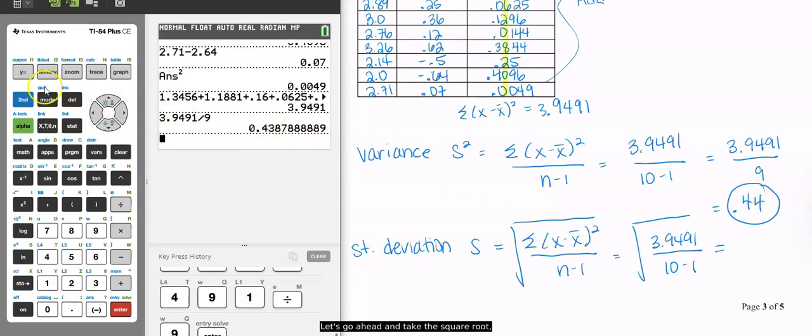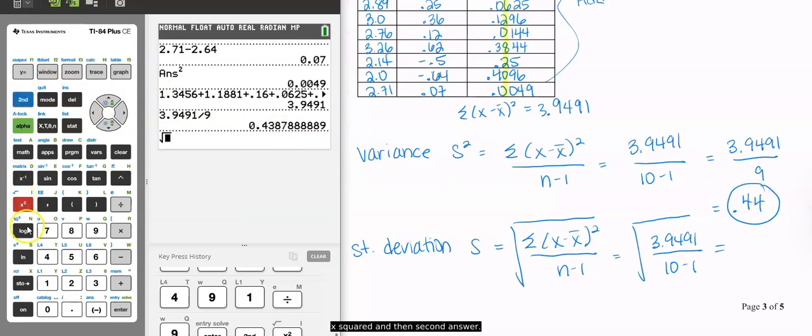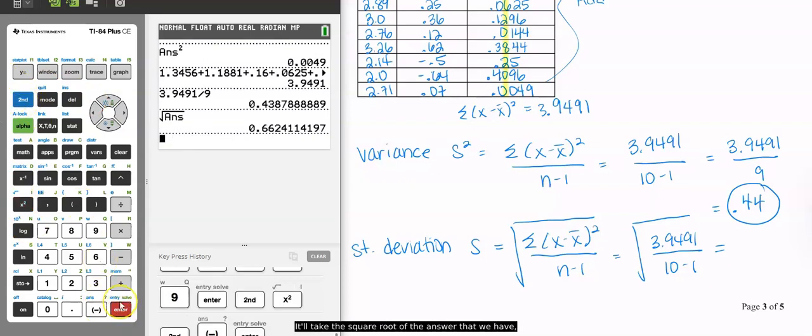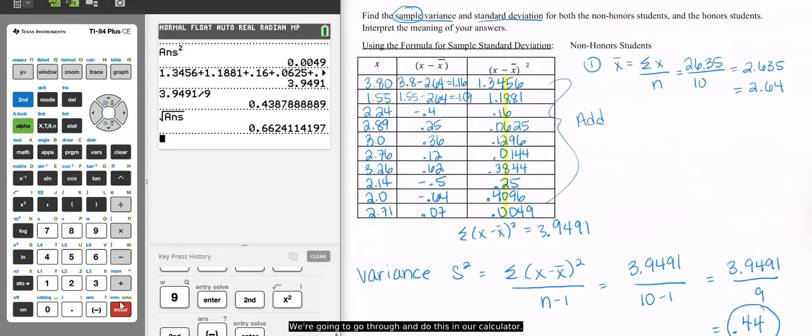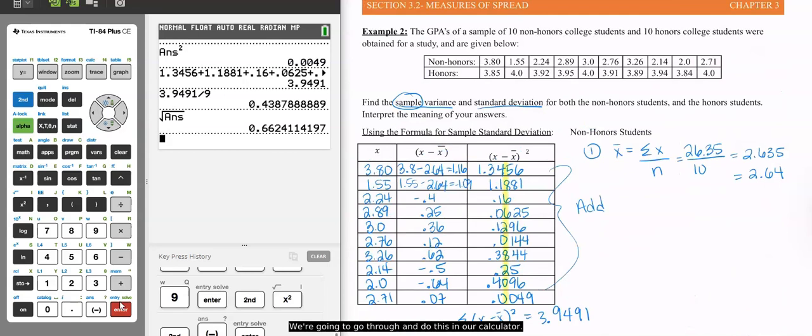So let's go ahead and take the square root, second x squared, and then second answer, and it'll take the square root of that answer that we have, roughly 0.66 for my standard deviation. So that's what I mean to do it by hand. So let's do the same question again using the same data, but we're going to do this in our calculator.